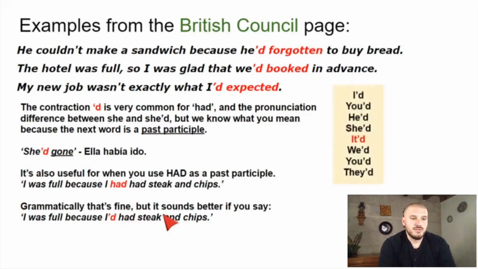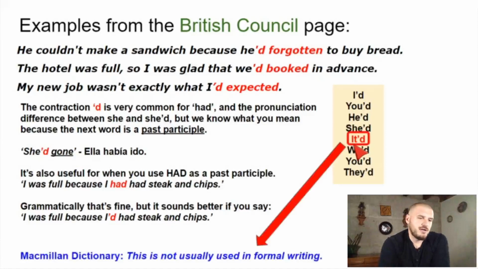So it's I'd, you'd, he'd, she'd, it'd, we'd, you'd, they'd. It's a very, very small sound, okay? It'd, in the Macmillan Dictionary, it says, this is not usually used in formal writing. So when you're writing, you should say it had, okay? It had, and then a past participle. Don't use a contraction, because it's not very common.